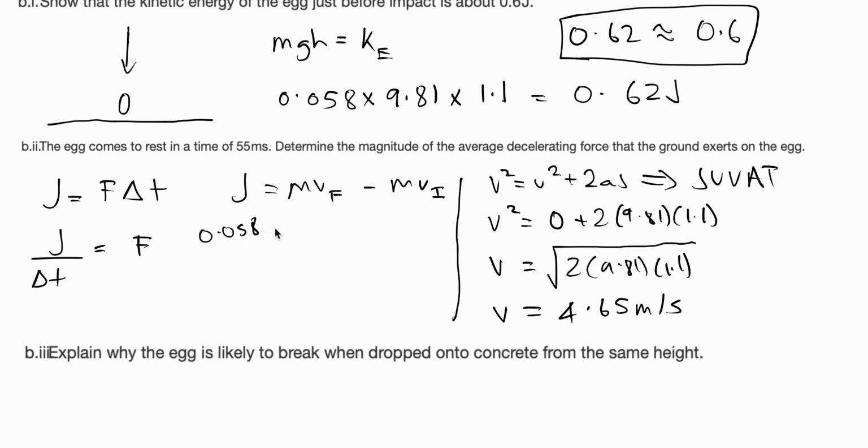0.058, which is the mass, times the final velocity, which is 4.65, minus again 0.058 times the initial velocity, and we know the egg was initially at rest, so that has to be 0. So this essentially just cancels out, we don't need that. So the impulse j is equal to 0.058 times 4.65.